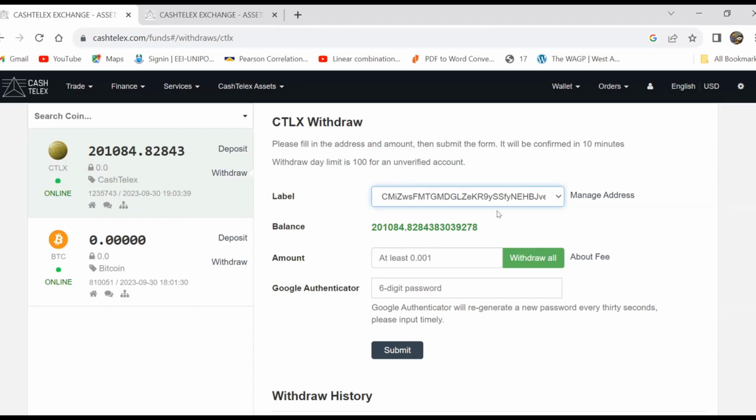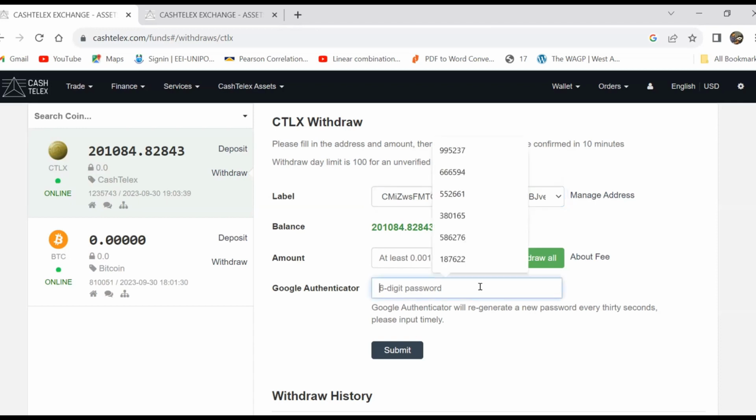So once you put it here, the next thing is you now put the amount of this thing you want to withdraw, the CashTelex coins. Maybe it's 1,000 or any. Then you do your Google Authenticator password which we've used before. You know how we do it. Just click on the password and put. Then the next thing is you submit. So once you click on submit, after 10 minutes, it will show you in your account balance that so number of this thing has been withdrawn from your account.